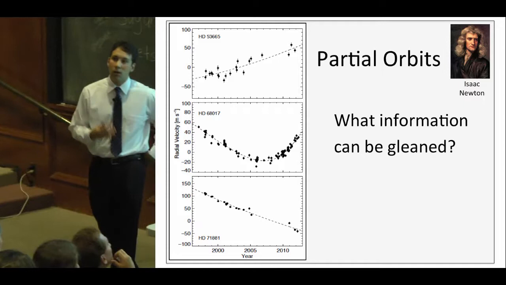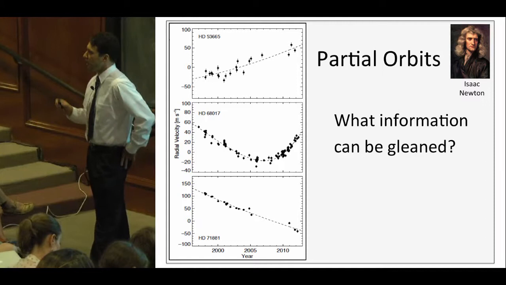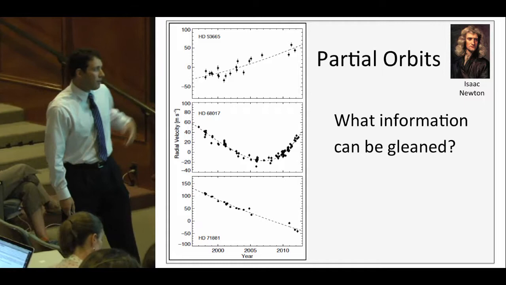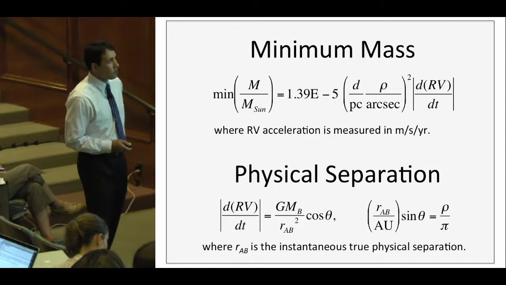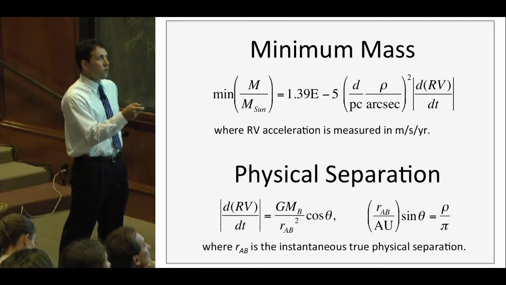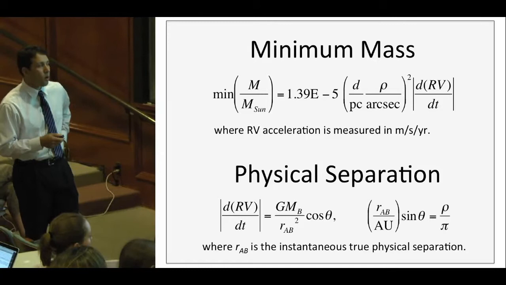So analyzing those accelerations during your direct detection can give you the minimum dynamical mass. And if you want to, you can get the approximate true physical separation of the companion at the instant in which you directly imaged it. So you write down Newton's equations, basically, and you massage those equations, and you find that because it's an inverse square law, you get a square here, and you need to know the distance to the star, and you measure with your high contrast instrument the angular separation. That tells you the minimum mass of the companion based on that acceleration and your initial discovery epoch. Why doesn't the mass of the star show up in this equation?